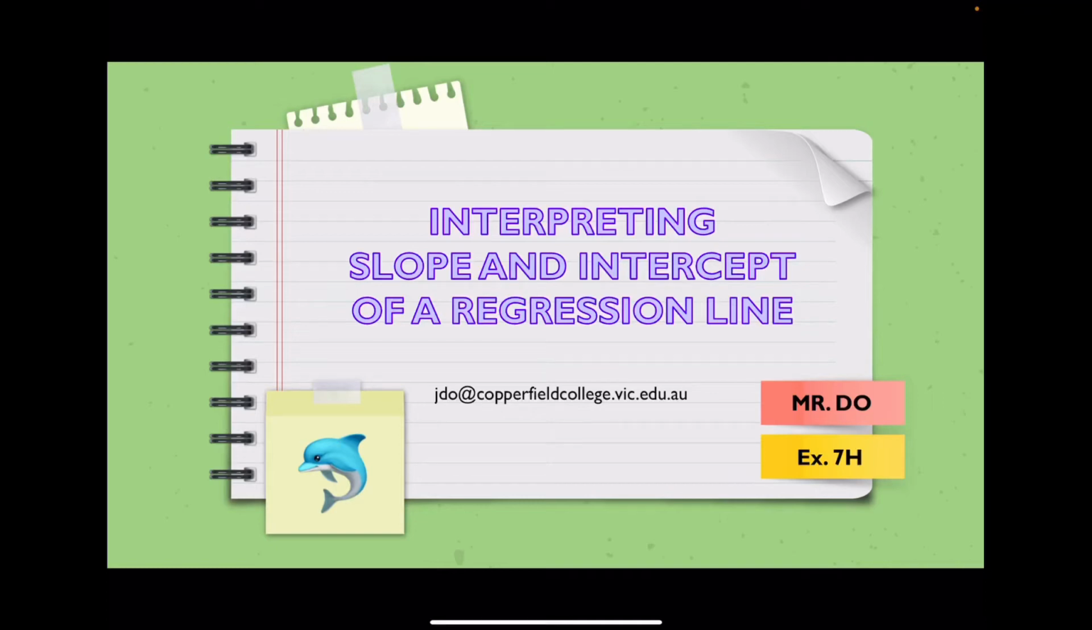Hello class, in this video, we're going to be interpreting the slope and y-intercept of a regression line. In this lesson, we will be given the equation for the regression line, and it is our job to understand what the slope and y-intercept represents based on the context of a dataset.